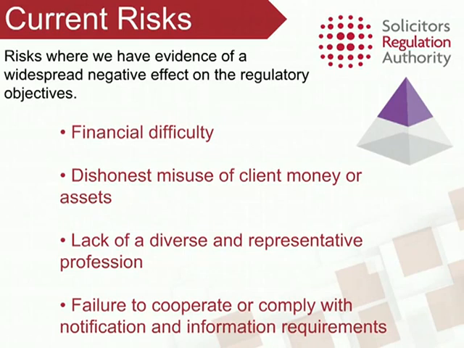As many of you may know, the SRA has a programme of extended activity around financial difficulty that's been going on through the last few months, and on our website there is specific guidance around financial difficulty, including good and poor behaviours. We also have in the current risk category the dishonest misuse of client money or assets, the lack of a diverse and representative profession, and the failure to cooperate or comply with notification and information requirements.